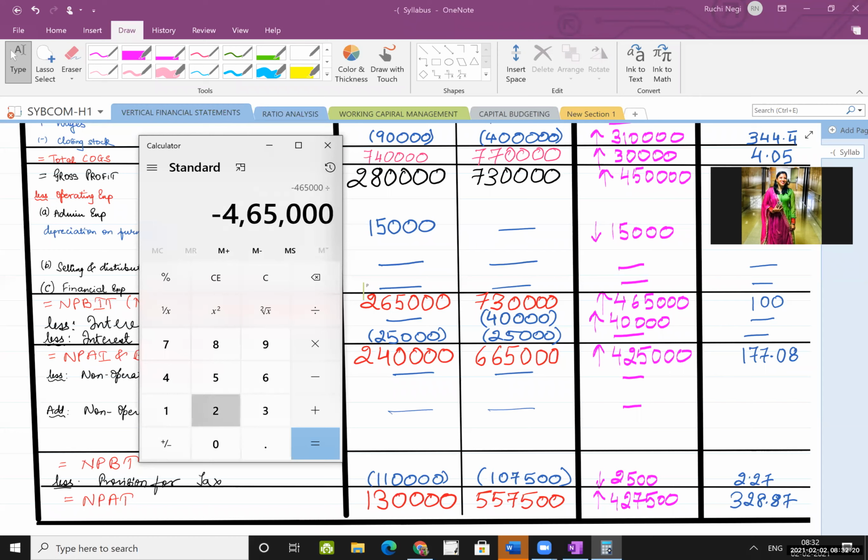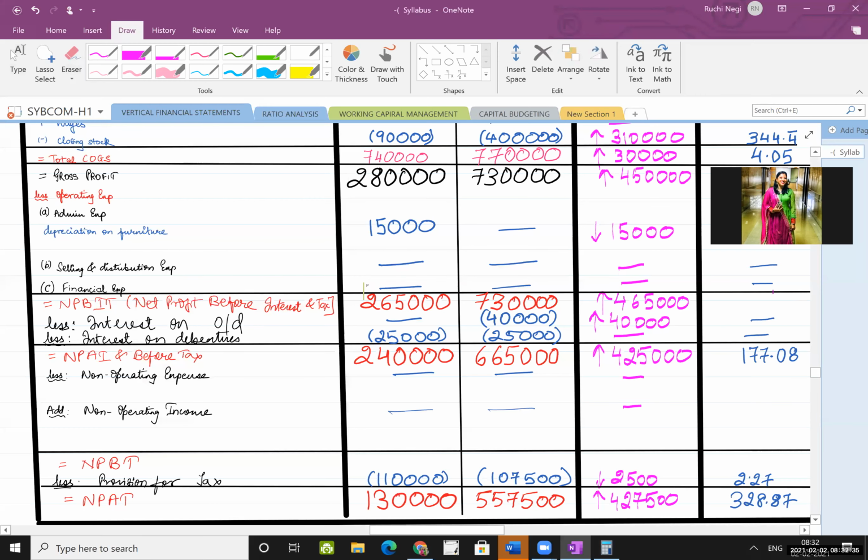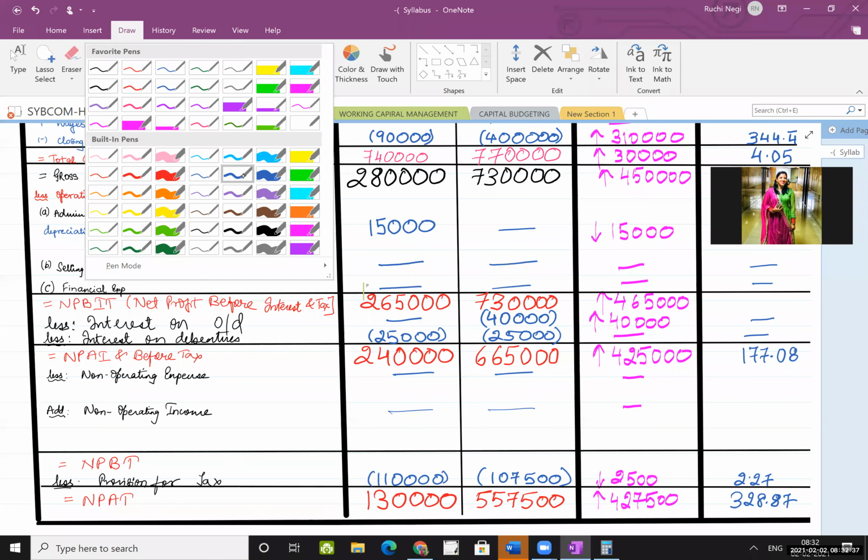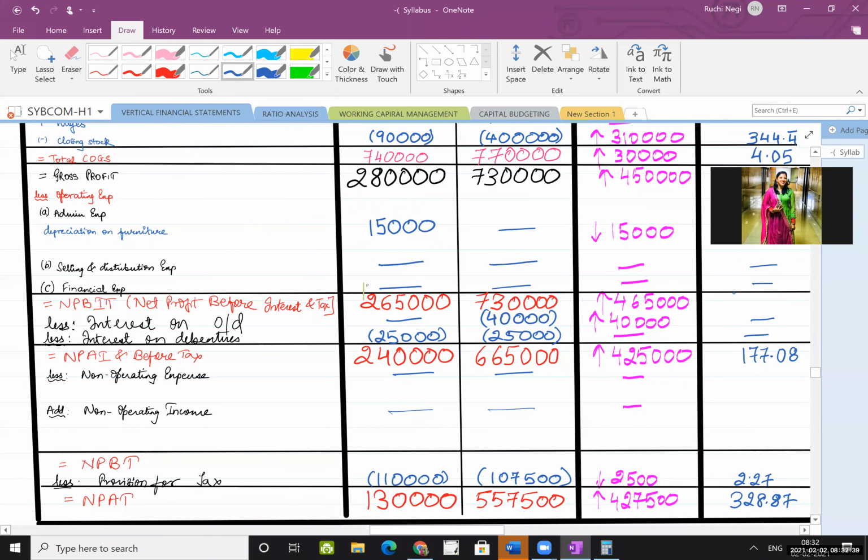Divide by the first year, that is the base year, 2,65,000 into 100. So answer is 175.47. Please make the changes.